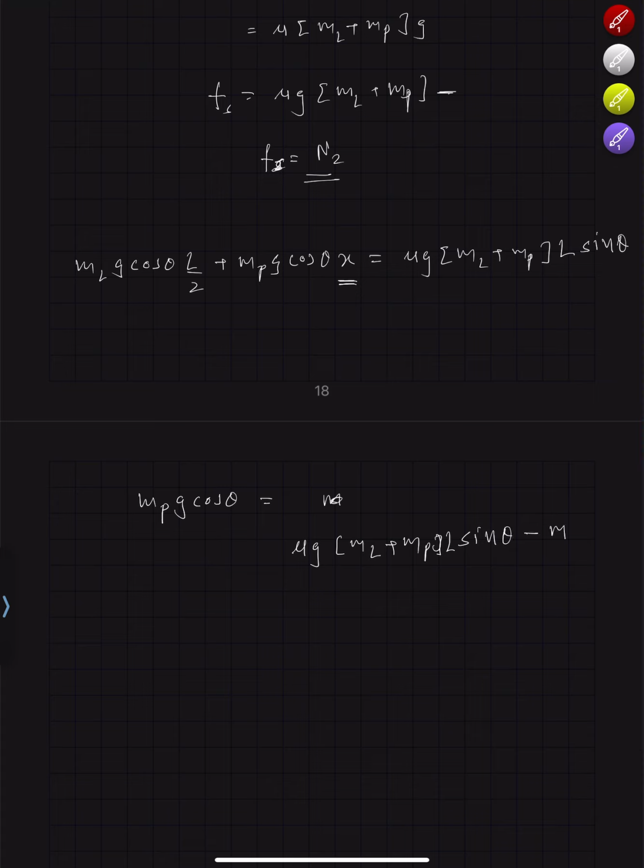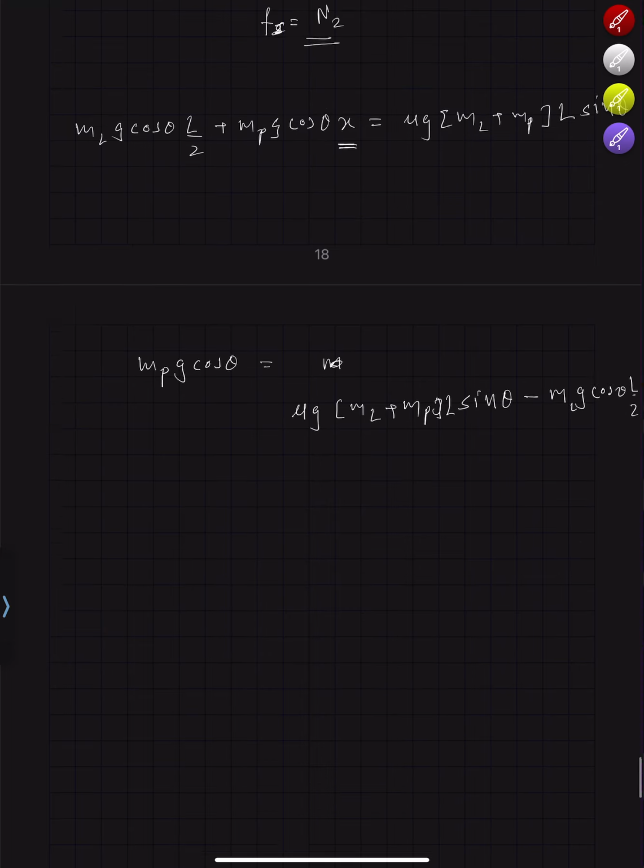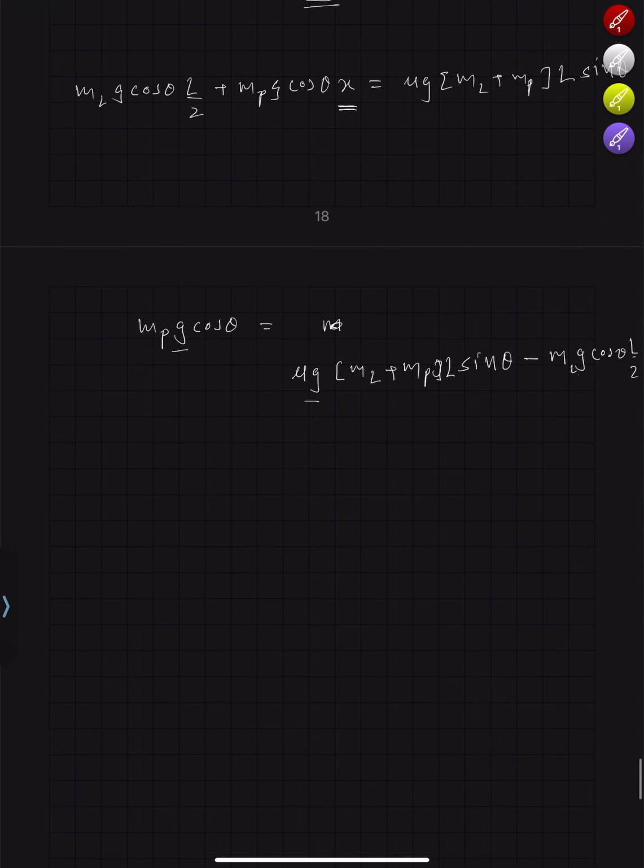minus m_l g cos theta L by 2. Okay, g is common in all, so x is equal to [mu (m_l plus m_p) L sin theta minus m_l cos theta L by 2] divided by m_p cos theta. Sorry, g is cancelled.